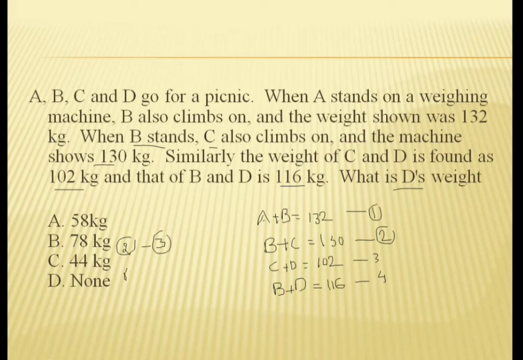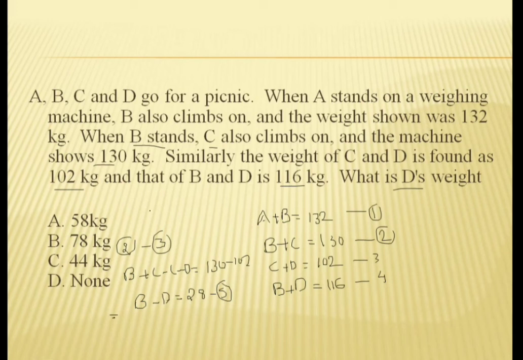If we consider equation 2 minus 3, that is B plus C minus C minus D, then we can eliminate the C term, the value of C, that is 130 minus 102. So we will get the equation in terms of B and D. So B minus D is equal to B plus C minus C, so C cancels, and B minus D is equal to 130 minus 102, which is 28.